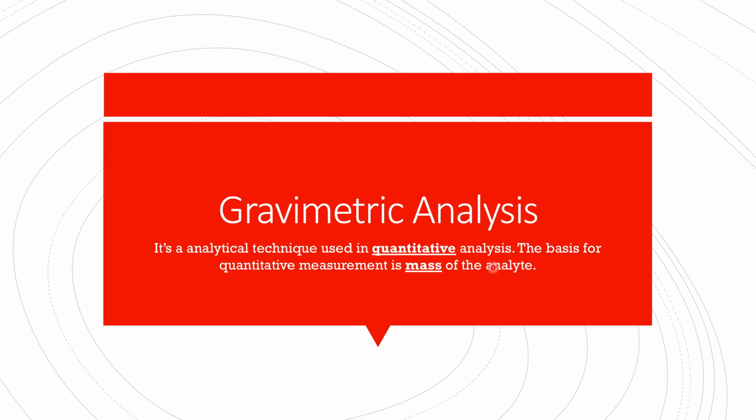So, in gravimetric analysis, the basis of quantitative measurement is the mass of the analyte. This particular way of determining the amount of an analyte present in a sample is completely new to you, because in titrations you have been using the concentration terminology instead of the mass terminology. So here you would be quantitatively measuring the mass of the analyte.